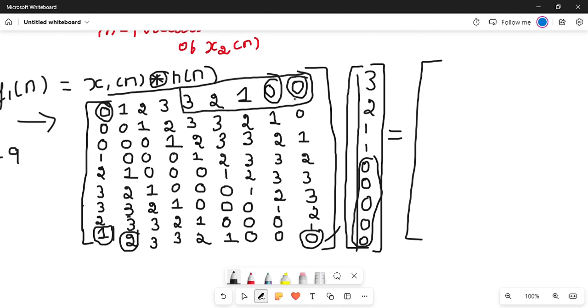For all these 5 values it is completely 0, because they are getting multiplied by zeros, so it is completely 0. Fine. So here you are only having these 3 values. These 3 values are properly getting multiplied to these 3.